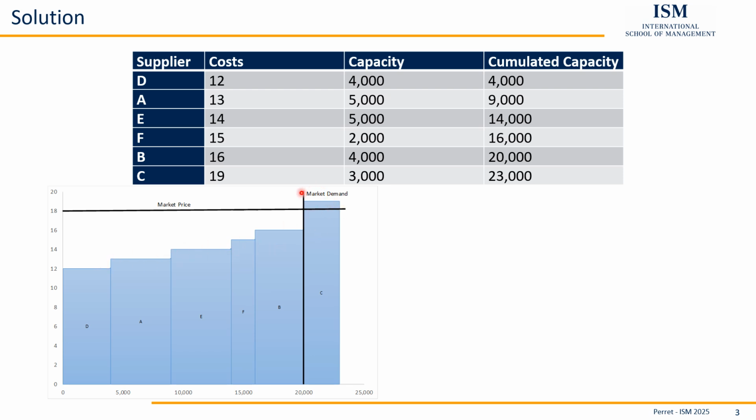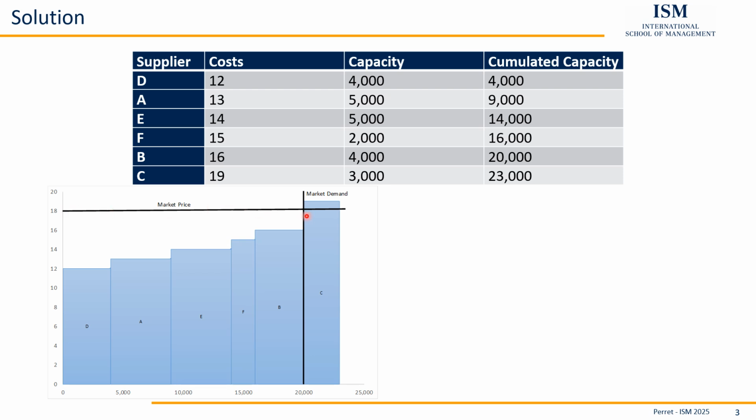For the demand side, I make a vertical line as well, describing the market demand, which in our case was 20,000. And I did an additional horizontal line which describes the market price, which in our situation was 18 euros. Then first off, I have to determine which of the suppliers actually becomes active in the market.